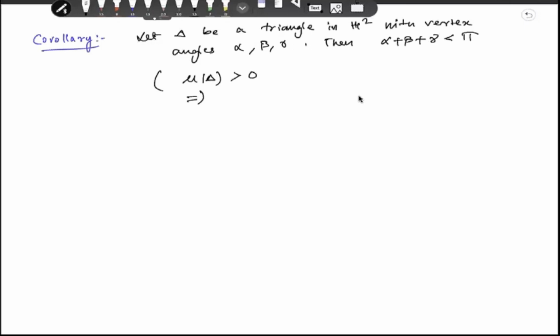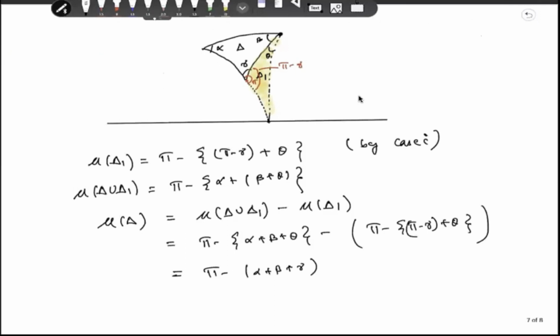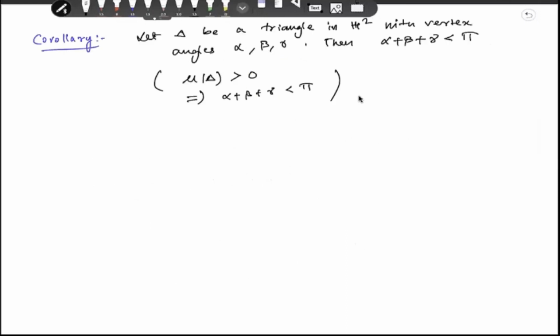So this implies that alpha plus beta plus gamma is less than pi. Okay, so it follows from this equation. So mu of delta, if it is greater than 0, then alpha plus beta plus gamma will be less than pi. In Euclidean triangle, this fact is not true. So the sum of the angles of the triangle is exactly equal to pi. Okay, I'll stop here.